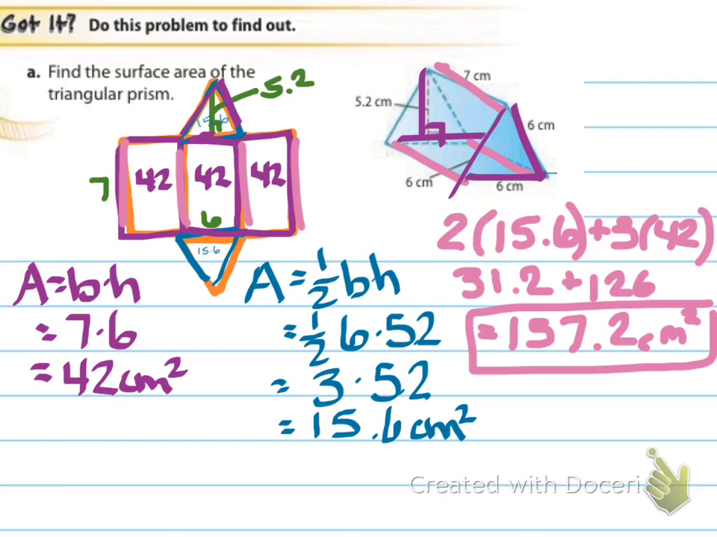When I did my final adding, I filled in my chart. This is what I love to do the most. This is my favorite part right here, is where you can put the numbers into the diagram so that you see them all right there. That's my favorite part of doing the nets. And when you can color code them, even better. So when I add up all the 42s and I add up the 15.6 and 15.6, I end up with 157.2 centimeters squared. So I hope that made sense.